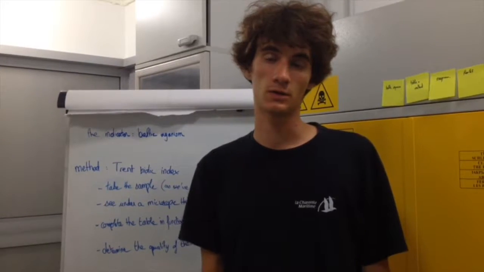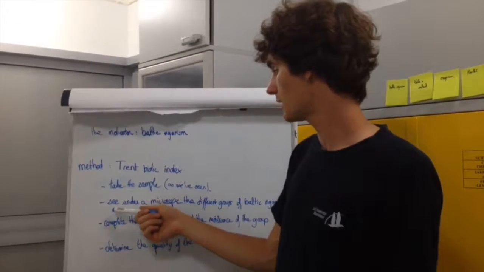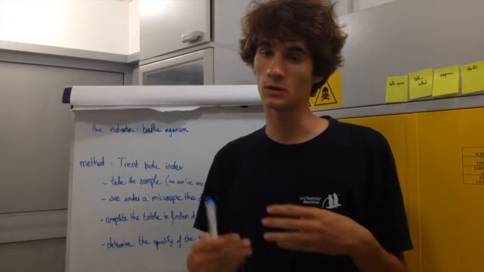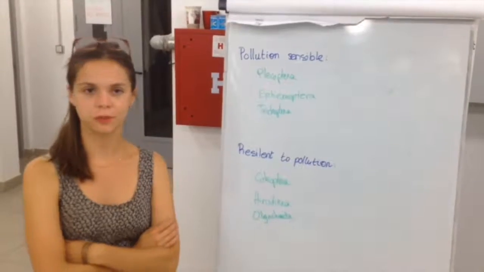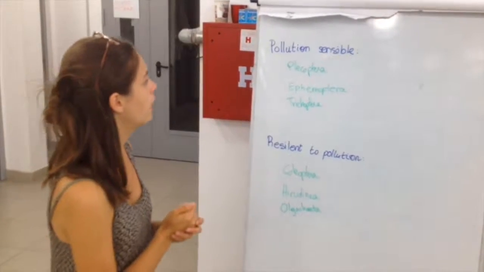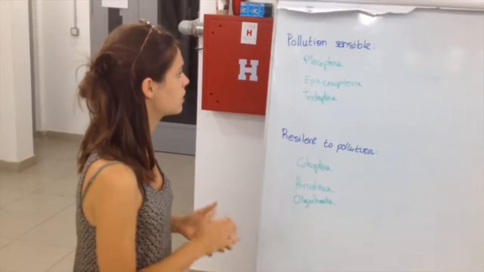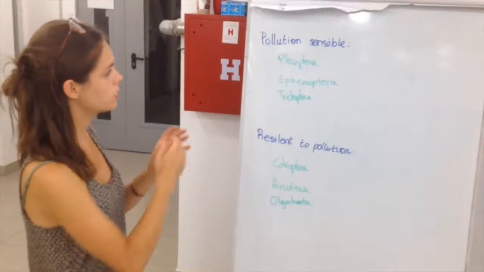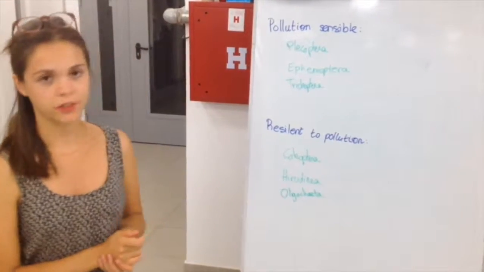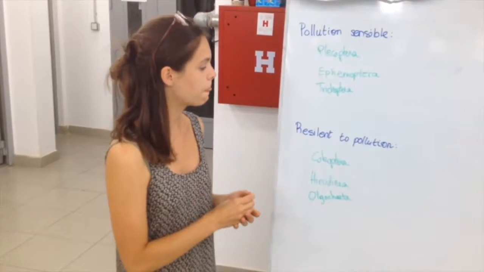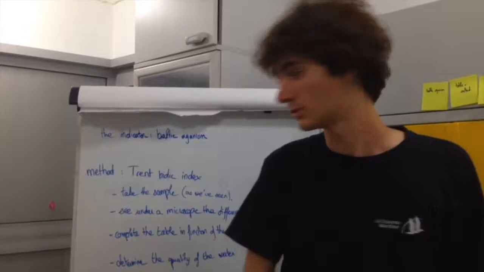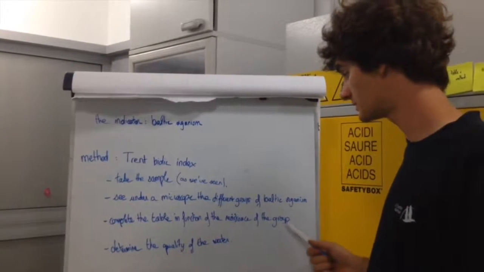First, you took the sample in the previous video, and now we have to see under a microscope the different groups of the benthic organisms. So now we have to see the difference and who are the different groups of the organisms. Lots of groups of benthic organisms, but we're focused on one characteristic, the sensibility to pollution. So some organisms are pollution sensible, like for example the Plecoptera, the Ephemeroptera, the Trichoptera, but others can be resilient to pollution, like Coleoptera, Hirudinea, and Oligochaeta. Now we can complete the table in function of the resistance of each group.